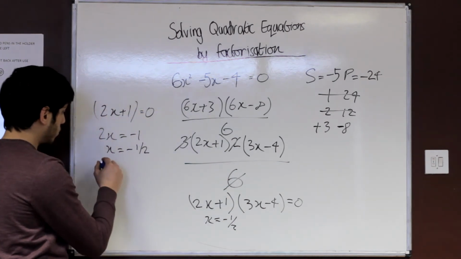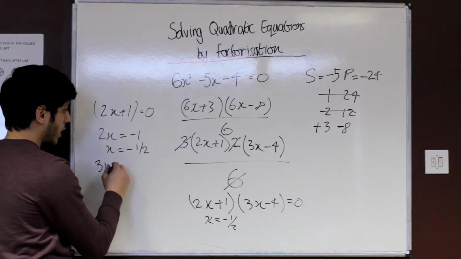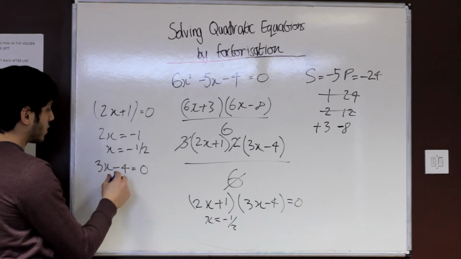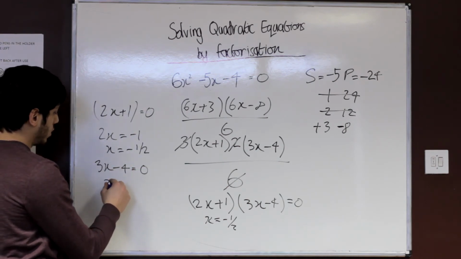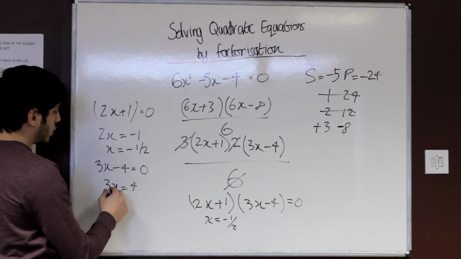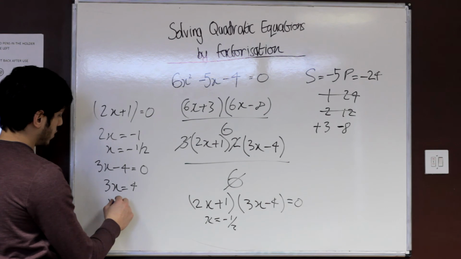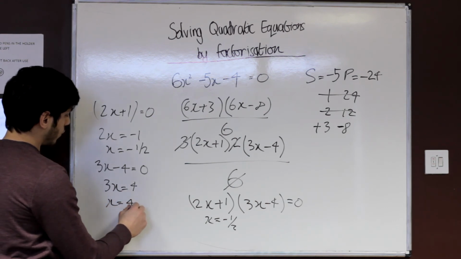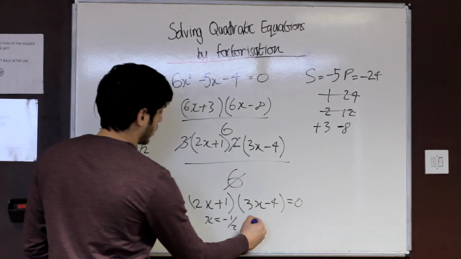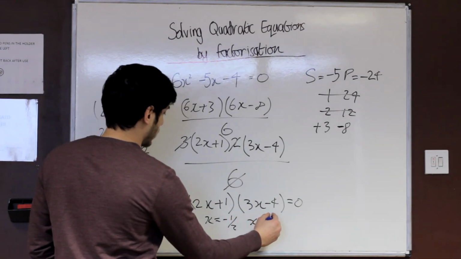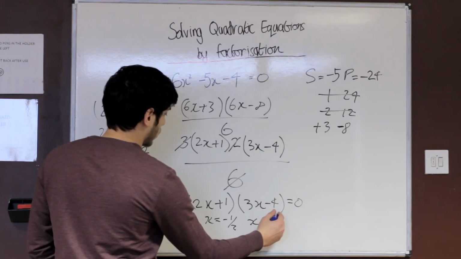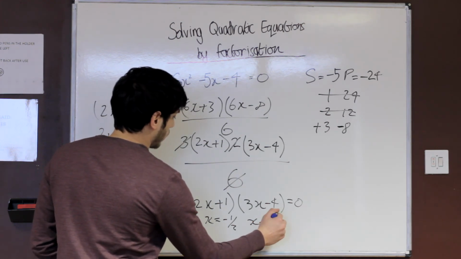For the second part, just like before, 3x minus 4 equals 0. If we just rearrange this, take 4 to the other side, so it'll be 3x equals 4. We need to divide both sides, so it'll be x equals 4 over 3. That'll be our second x value. So our two values for x are x equals minus a half and x equals 4 over 3.